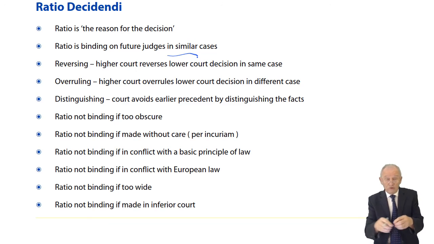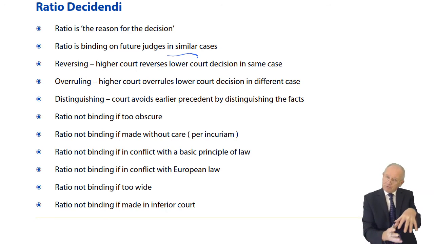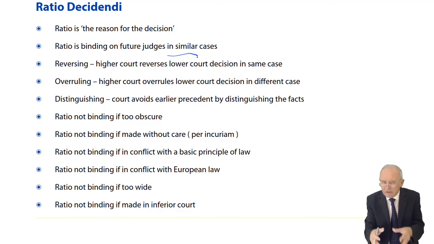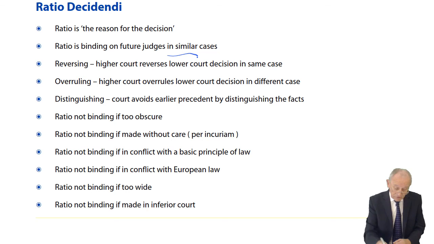Distinguishing is where a judge, for instance in the High Court, will distinguish the facts of the case in front of him from earlier cases which establish the ratio. So distinguishing is saying, I'm not bound by that ratio because the facts are not close enough to the facts and the similarity of the case that I'm now hearing. They don't have to be exact. Similar is close enough. Near enough is close enough. It's not binding. Ratio is not binding if it's too obscure.